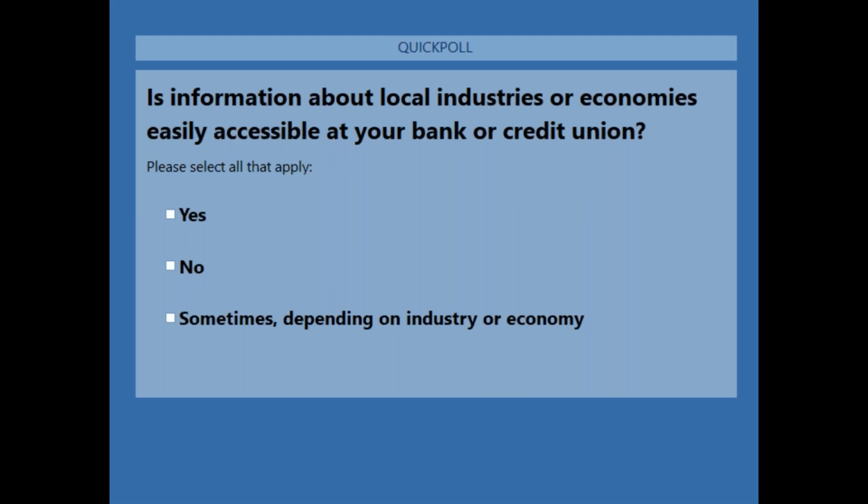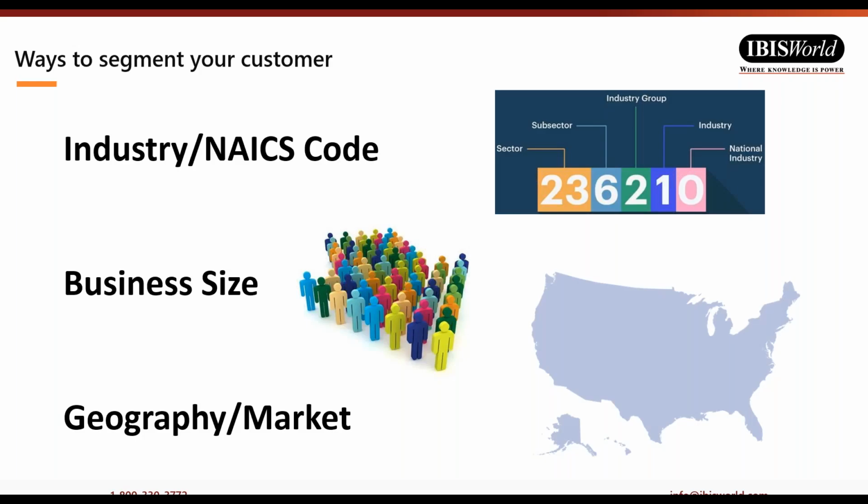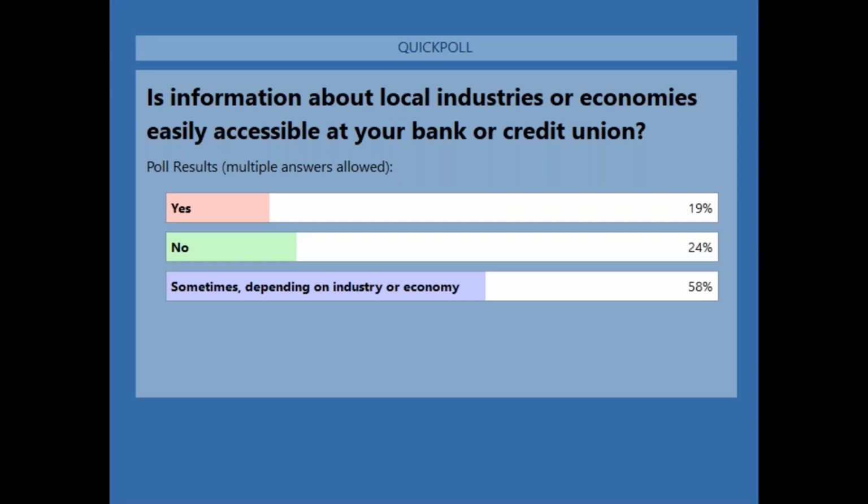All right, so let's see. I'm going to close the poll out and take a look at some of the results here. It looks like 19% of people said yes, they do have this information easily accessible. 24% said no, the information is just not accessible at all. And then 58% said sometimes the information is accessible. It just depends on the industry or the state or local economy they're looking for. So definitely mixed results.